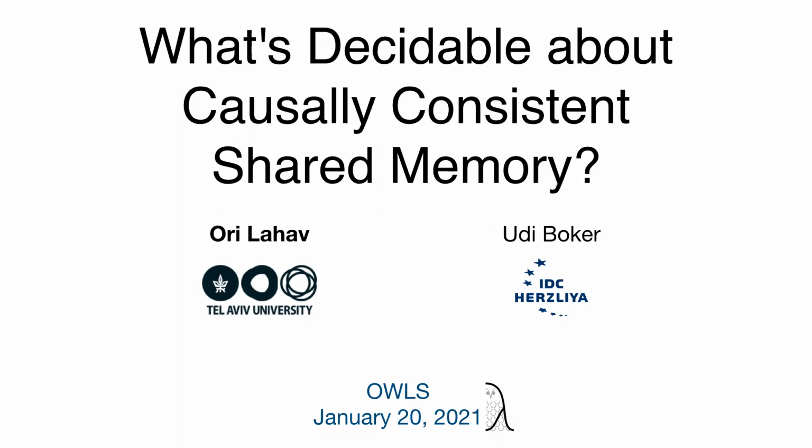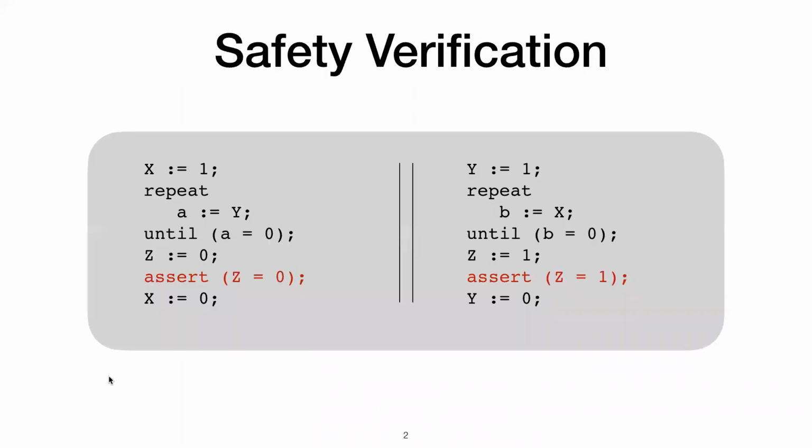So I'll be talking about this work on verification under causally consistent shared memory. And just to see what kind of problem we try to answer: this is the simple, natural safety verification problem of concurrent programs. We have concurrent programs that look roughly like this, for example, two threads accessing shared memory, and we have these assertions, and we want to verify that these assertions never fail.